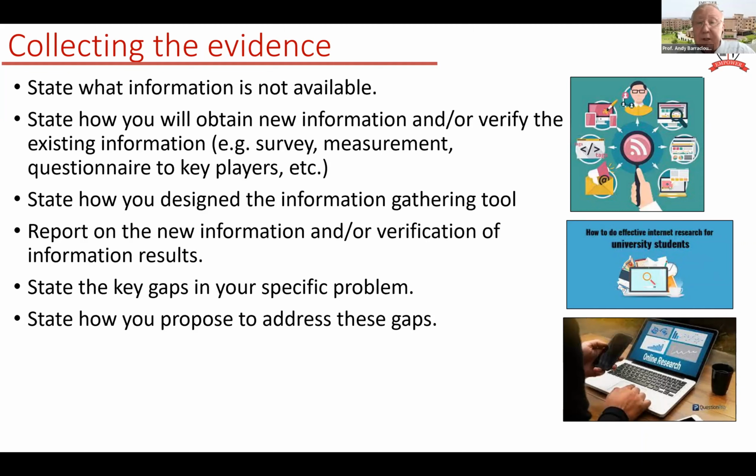What are the key gaps in your specific problem area? So expiry rates, most of the time we don't know. All we get is a big complaint from Global Fund now and again. We don't measure the expiry rate. How are you going to address those gaps? What am I going to do to close the gaps?